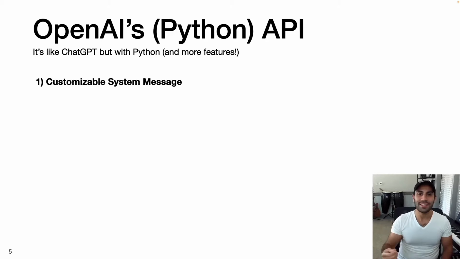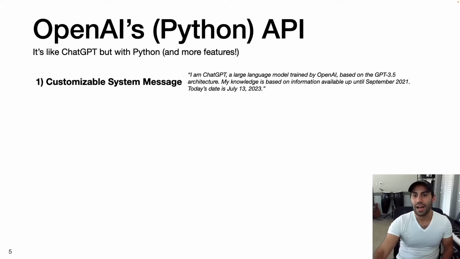For ChatGPT, what this might look like is, "I am ChatGPT, a large language model trained by OpenAI based on the GPT 3.5 architecture. My knowledge is based on information available up until September 2021. Today's date is July 13th, 2023." And so you can imagine that you want to make your own chatbot and you don't necessarily want it to be called ChatGPT, and maybe you wanted to do something more specific than this. And so you can really set that with the system message.